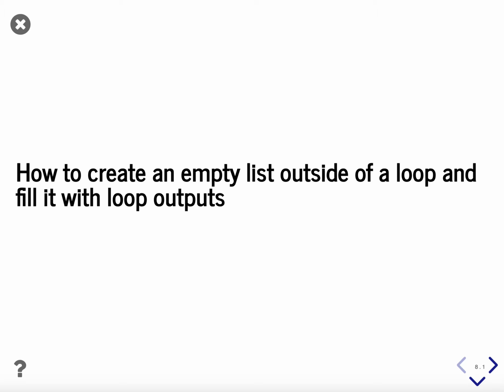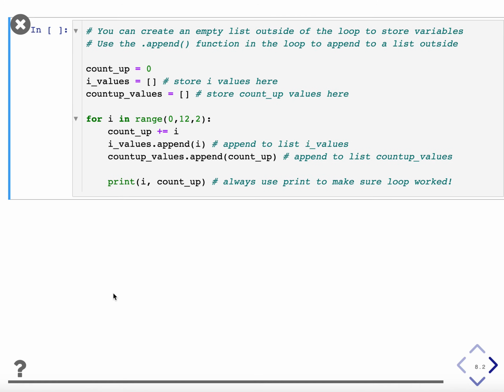Let's learn about creating an empty list outside of a loop and filling it with loop outputs. So as you saw, let's use the same for loop that we used before, range 0 to 12, step 2, I. We have a counter, just like we had before, with plus equals I. What we're going to do instead now is we're going to create empty lists that are outside of the loop. Let's create one called I values. It's initially going to be empty. Nothing is in it, just the empty square brackets like you learned before. And let's create one called countup values.